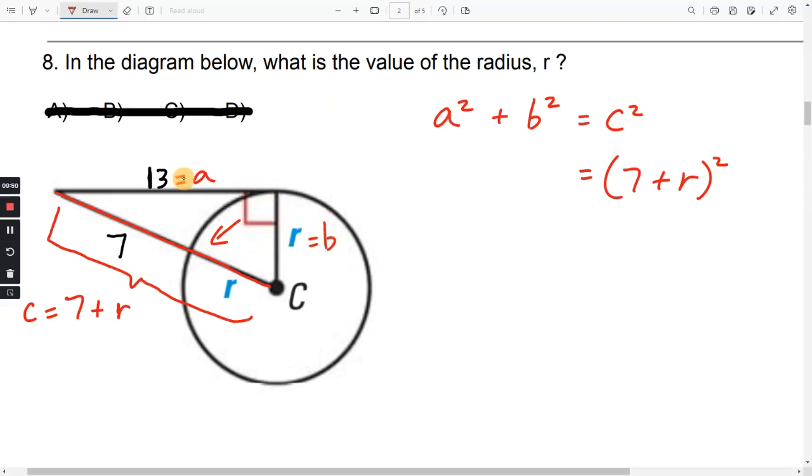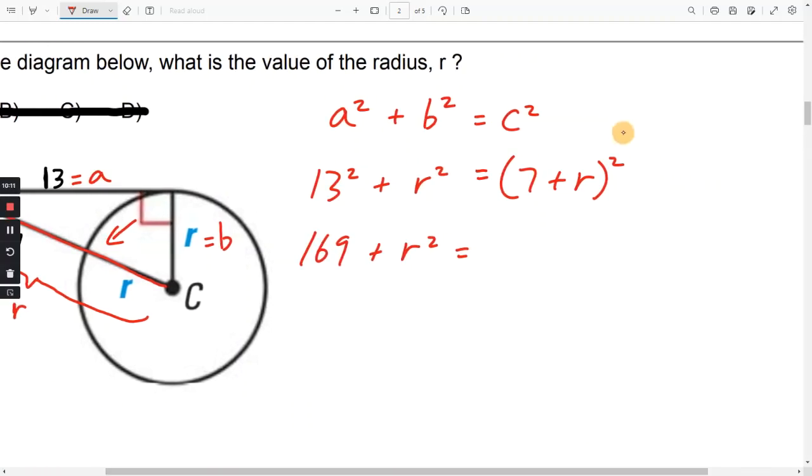a squared is 13 squared. b squared is r squared. Okay, 13 times 13 is 169 plus r squared. And it might make it easier to distribute on the right if instead of (7 plus r) squared, you cross this out and make it (7 plus r) times (7 plus r). That's the same as squaring it. Alright, so you can distribute or use FOIL.